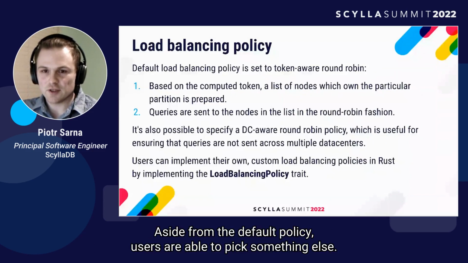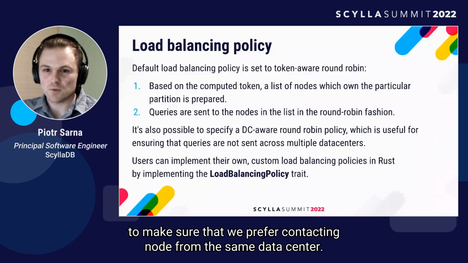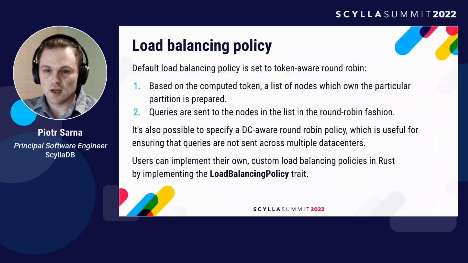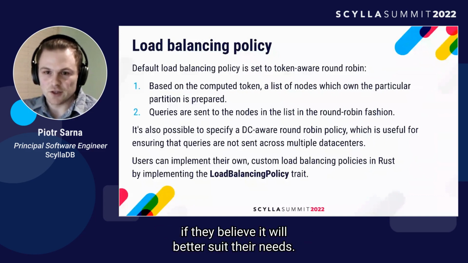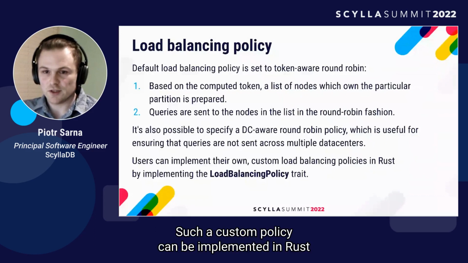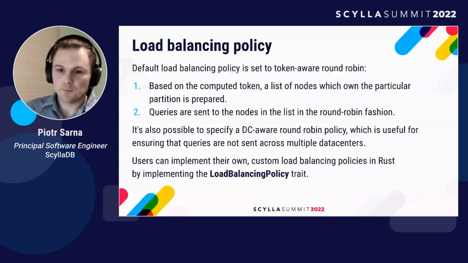Aside from the default policy, users are able to pick something else. For instance, DC-aware round-robin, which is useful in multi-data center scenarios to make sure that we prefer contacting nodes from the same data center. Finally, users can implement their own custom load balancing policy if they believe it will better suit their needs. Such a custom policy can be implemented in Rust by using a trait that we prepared for that purpose and showed on this slide.